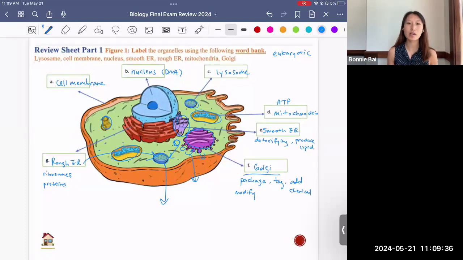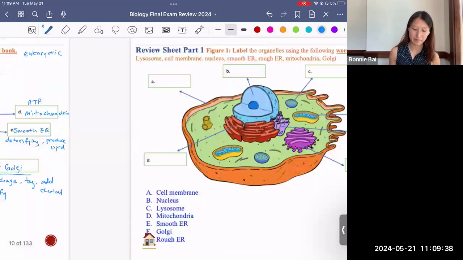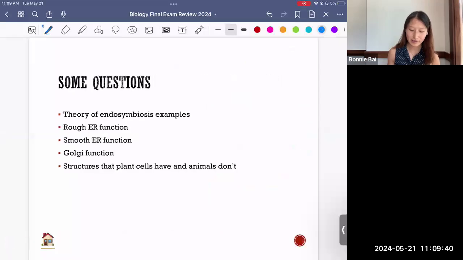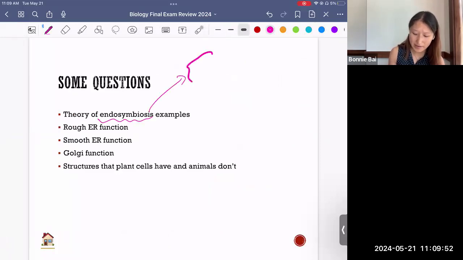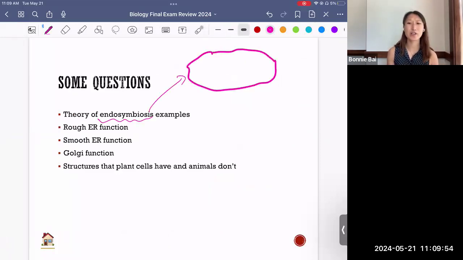Okay, so these are certain organelles that you need to focus on for the final exam. And here's the answer key. Some additional information that you need to know. The first one is called the theory of endosymbiosis and the example. The theory of endosymbiosis is talking about a big prehistoric eukaryote.